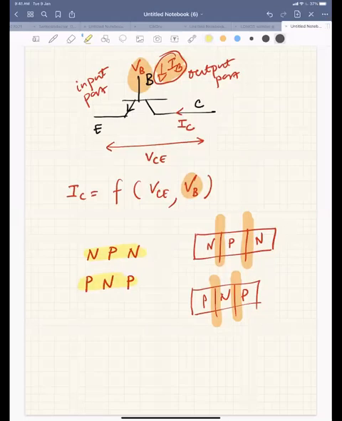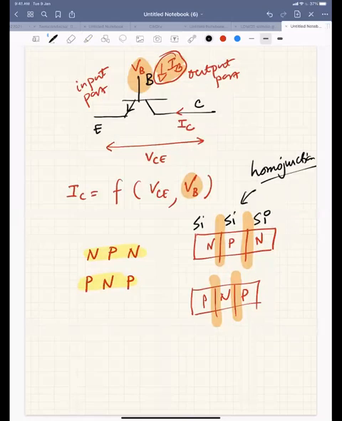If the semiconductor material of all those three regions is the same, that is, the material of the N region is the same, the P region is the same, and the other N region is the same, then we call it a homojunction. So let's say if this is silicon, this is also silicon, and this is silicon, so both the junctions are silicon junctions. Even if this is NP, the material is the same. So these are called homojunction devices. Generally, when I talk about a bipolar junction transistor, I mean they are homojunction. Homojunction means the material of N, P and N are all the same.